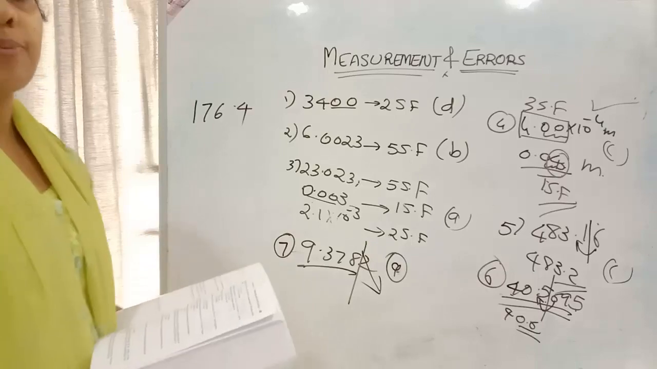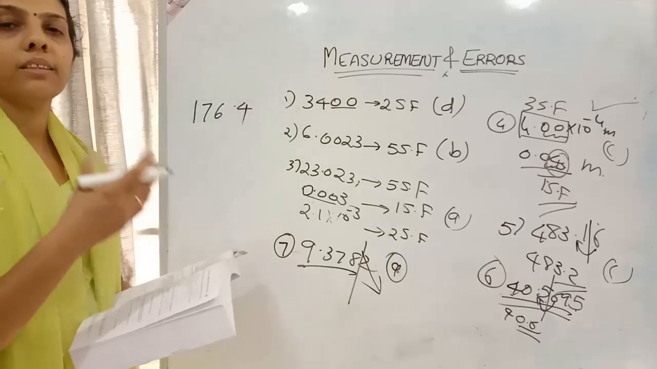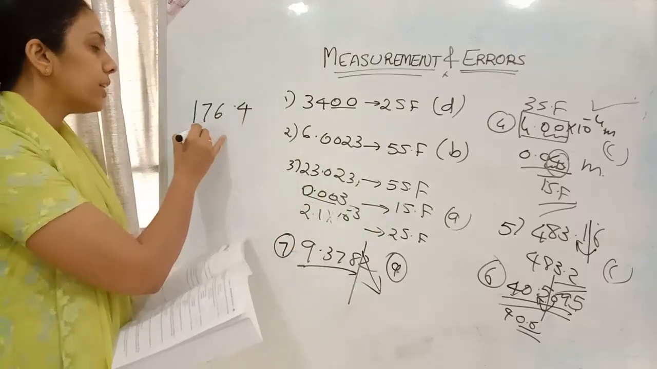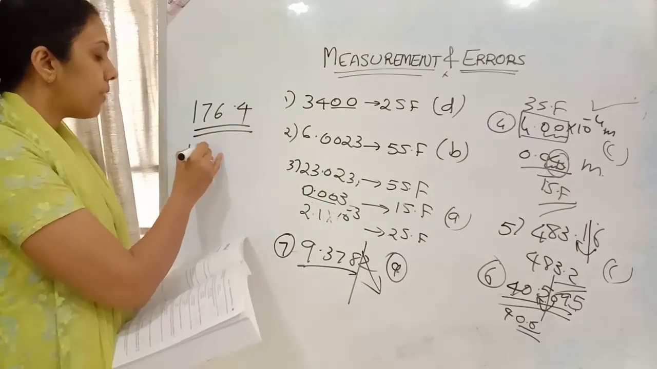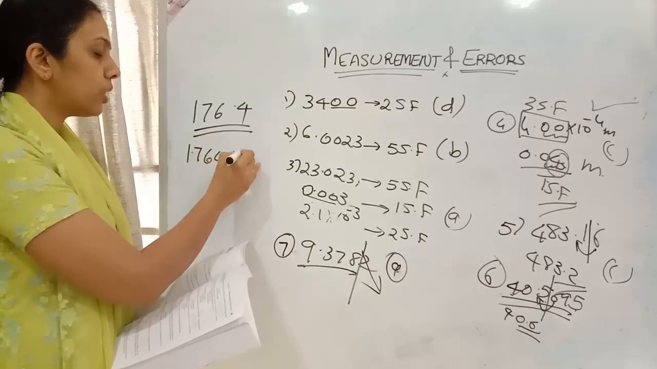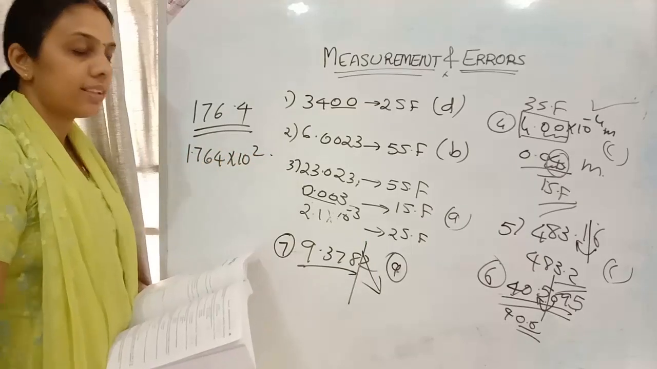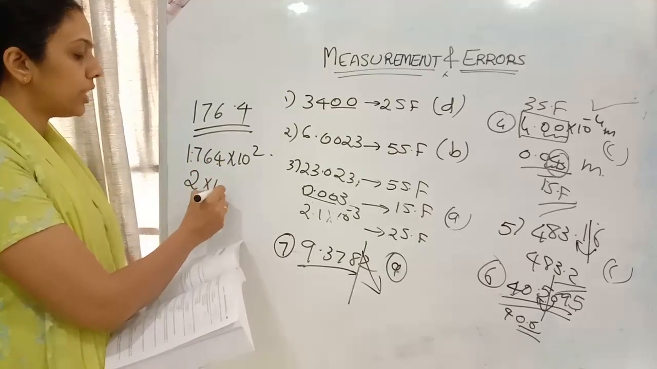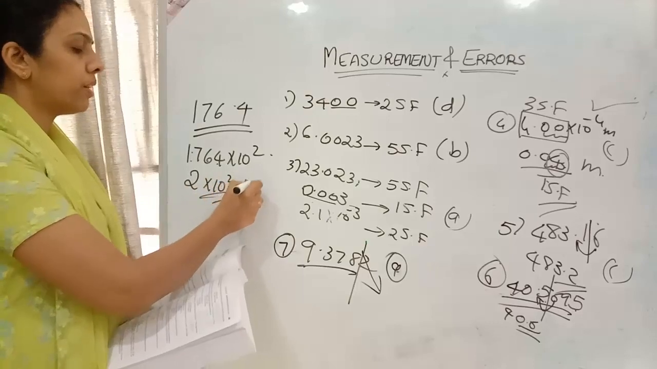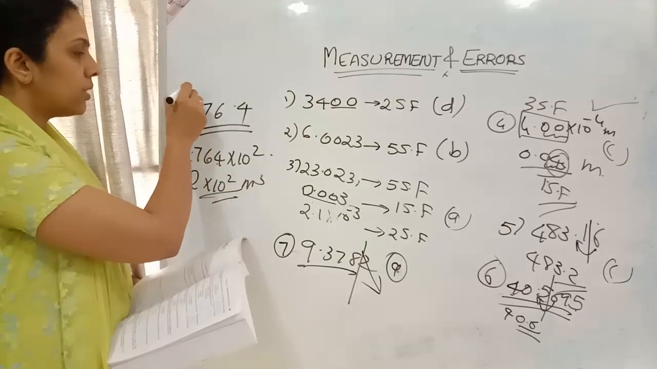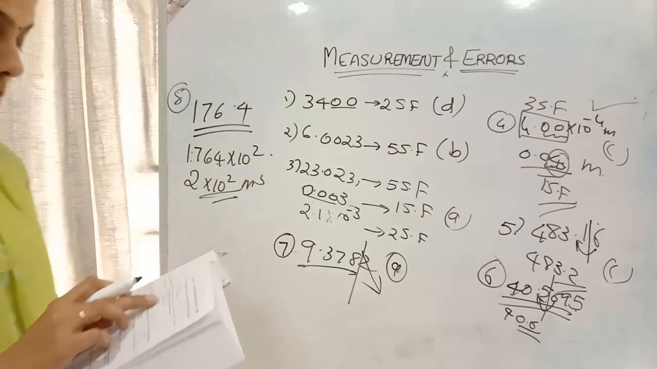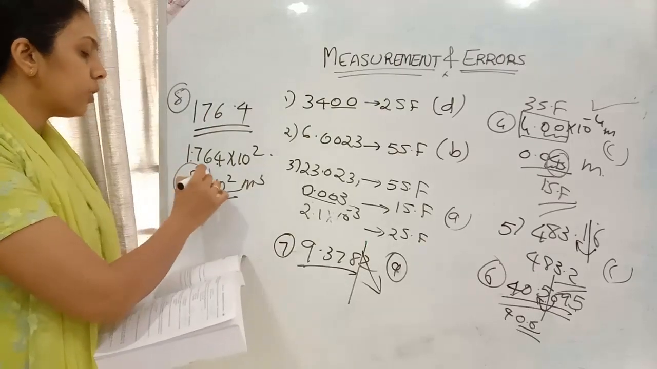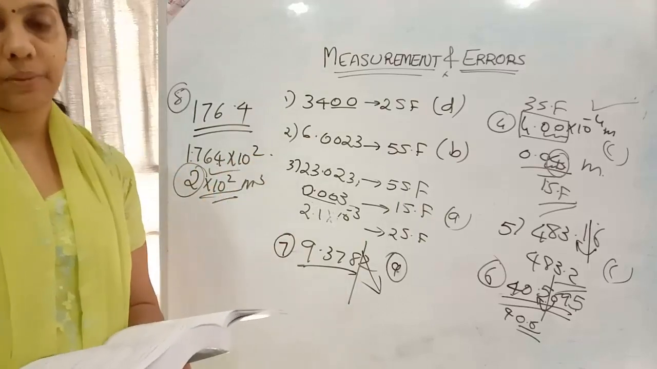Okay, this one it's very difficult to say. We can't maintain the minimum number of significant figures over here. So instead of this, we can write it as 1.764 into 10 to the power 2. Can we write it like this? Yes. So here we can write it as 2 into 10 to the power 2 meter cube. This will be the final answer. So this is the 8th question. So 2 into 10 to the power 2 meter cube. So in the final answer, only 1 digit should be maintained.